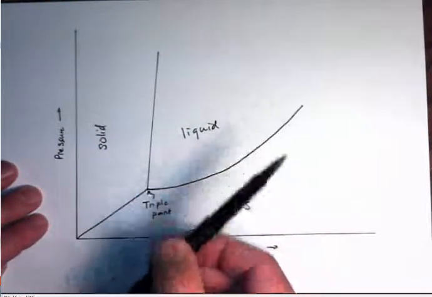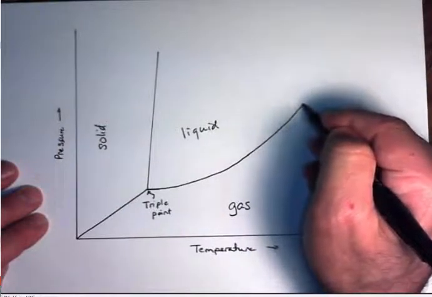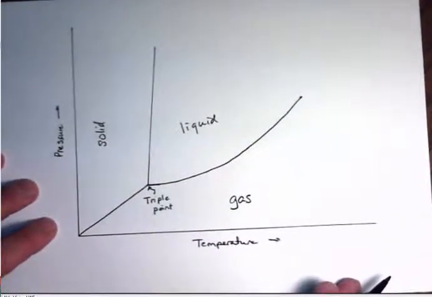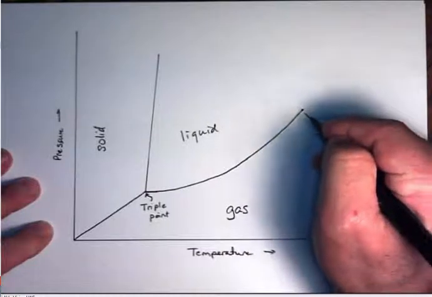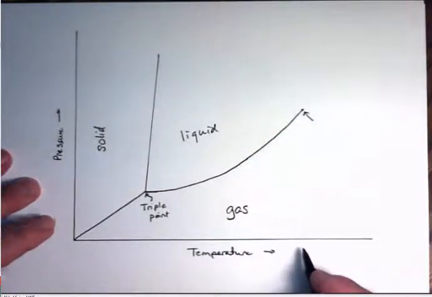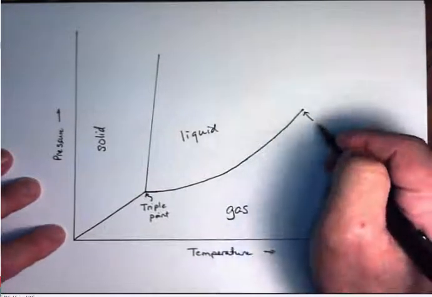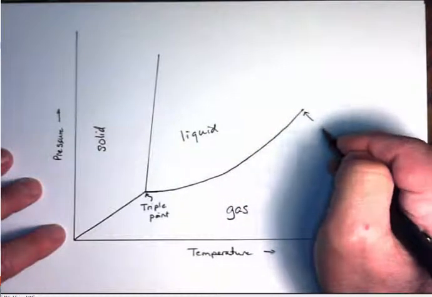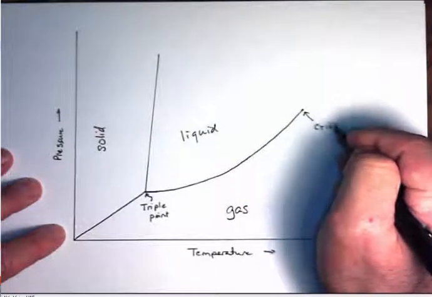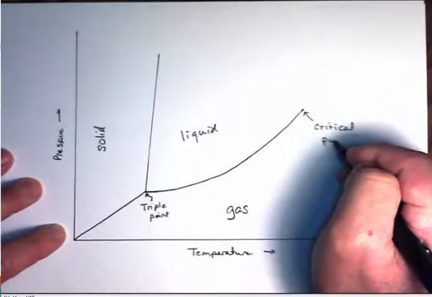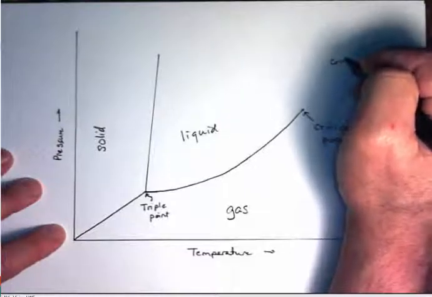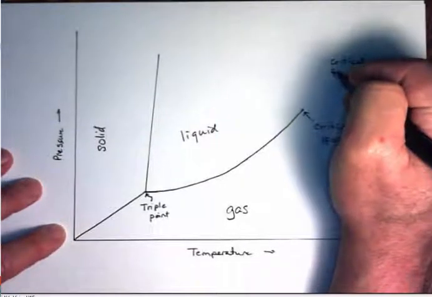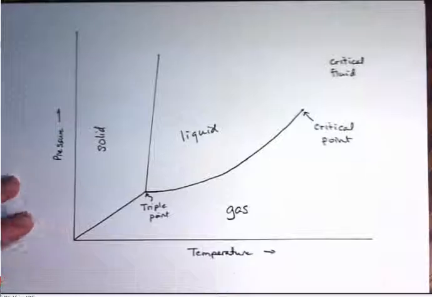Okay? But there's a point up here where the pressure and temperature reach a point where you cannot have a liquid anymore in its true sense. And so when that happens, you've got pressure and temperature so high, and particularly temperature so high, that you cannot have a liquid. This is called the critical point. And so when you get past this point, then you've got a special category called a critical fluid. And critical fluids are pretty important nowadays.